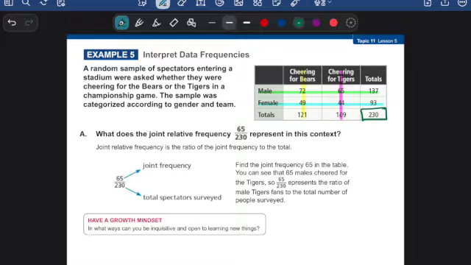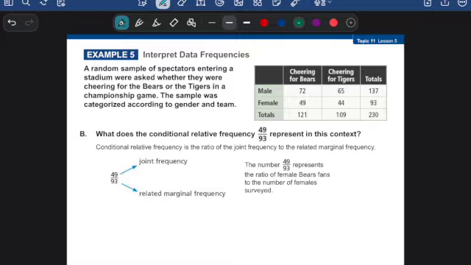What does the joint relative frequency 65 over 230 represent? Well, where do we find that number 65? We find it right here, in the joint of male and cheering for the Tigers. So 65 is the joint frequency and 230 is the total people surveyed. It represents the number of male Tiger fans who were in the stadium that day out of the total people.